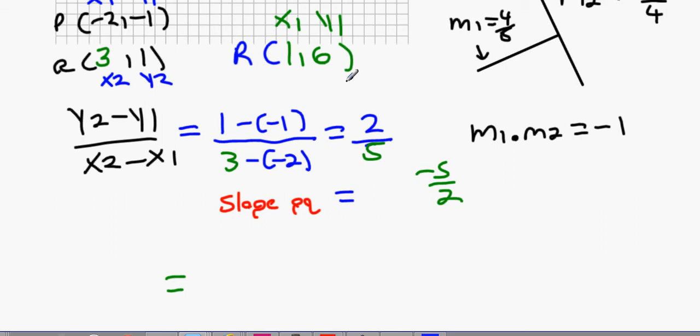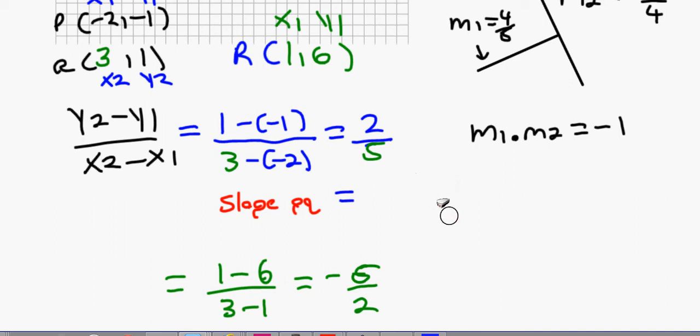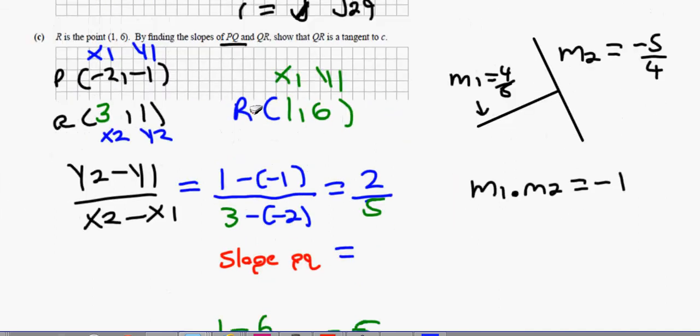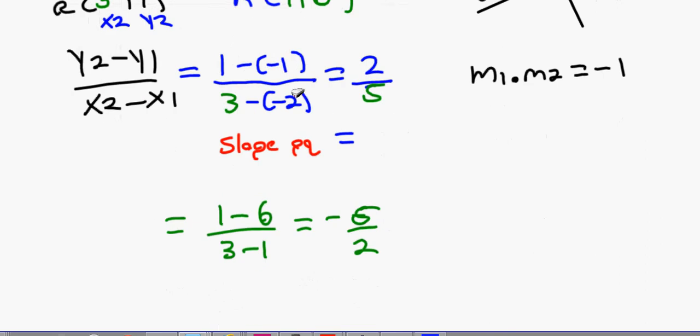So we're going to get y2 minus y1, which is going to be 1 minus 6, over x2 minus x1, which is going to be 3 minus 1. So the perpendicular slope is in fact minus 5 over 2, as predicted. Now to get full marks, to show that it's a tangent, what we have to prove is that one slope is perpendicular to the other.